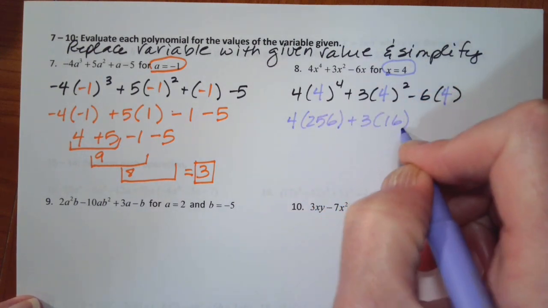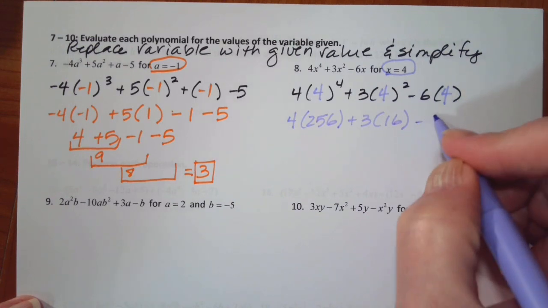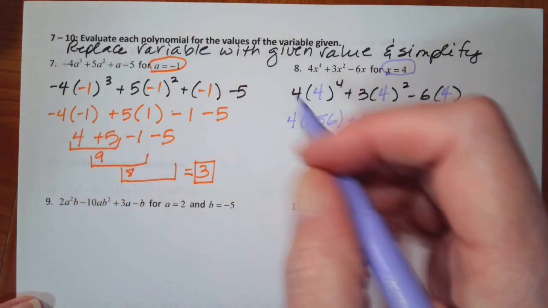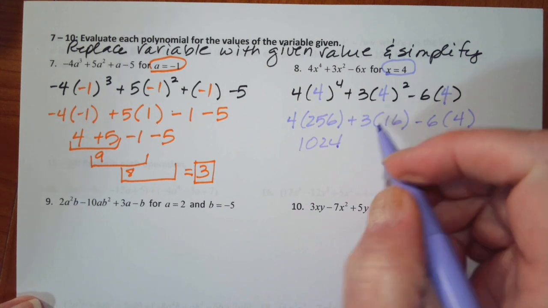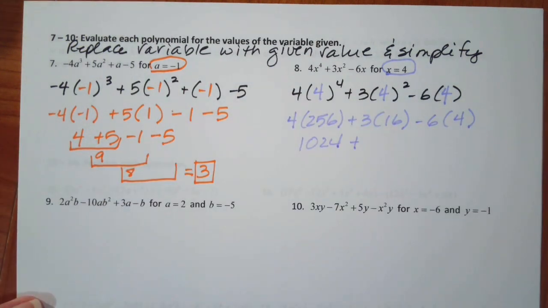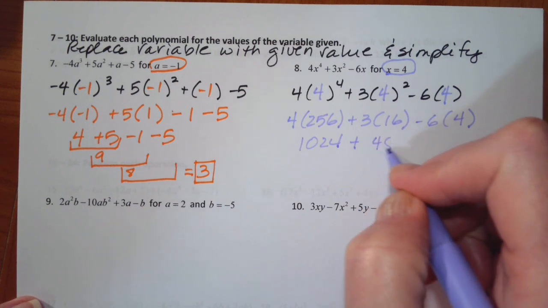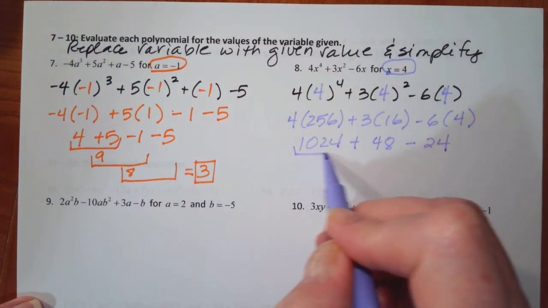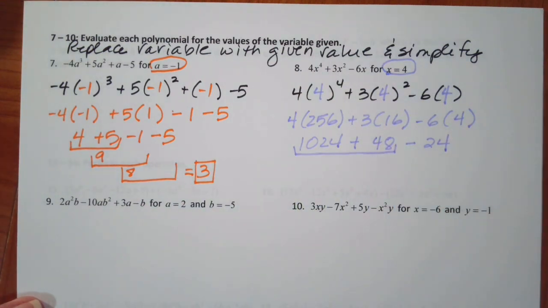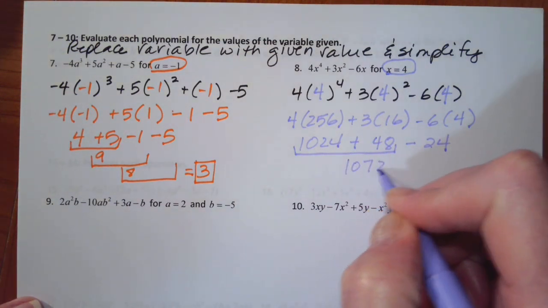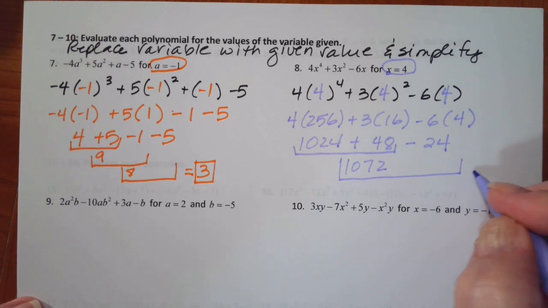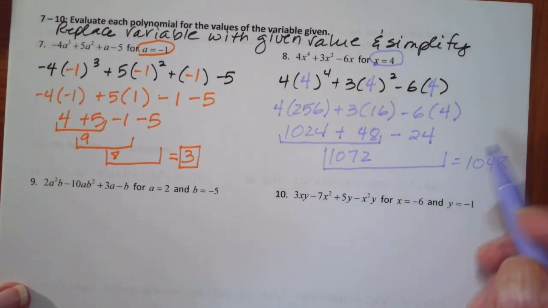Plus 3 times 16 minus 6 times 4. Okay, so 256 times 4 gives me 1024 plus 3 times 16 is 48 minus 24. Okay, so 1024 plus 48, see, I do it just like you guys do, is 1072 minus 24 equals 1048. And that's my answer.